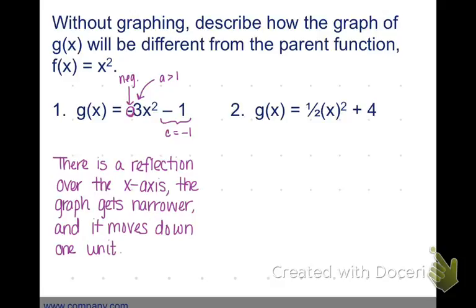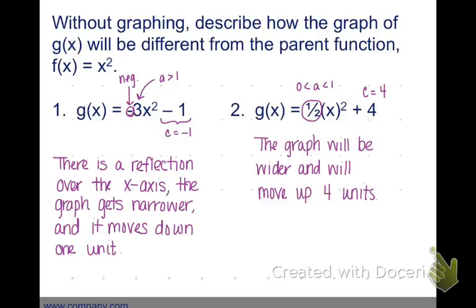So we can look at number 2 in the same way. Go ahead and pause for just a second and see if you can figure out what things are important here. So what I see is my value of a is 1/2. So that means that a is between 0 and 1. I don't have a negative, so I don't need to worry about that. And then here I see that c is equal to positive 4, which tells me that it's going to move up.